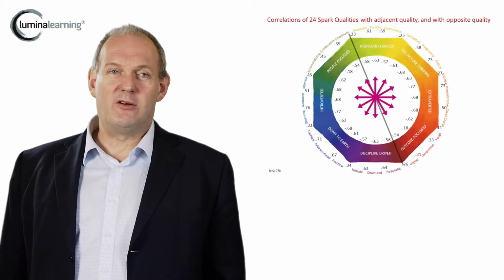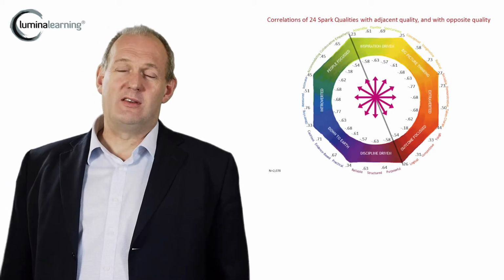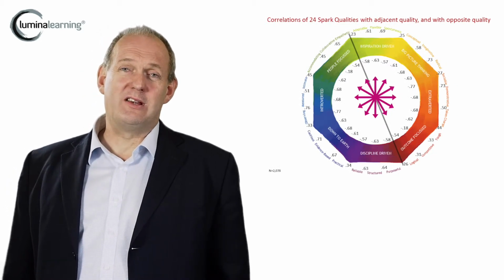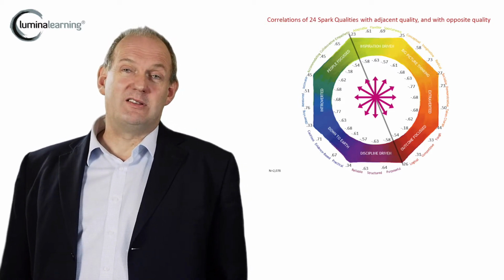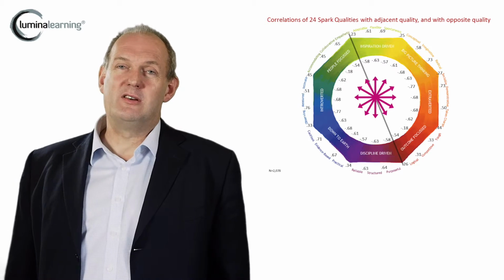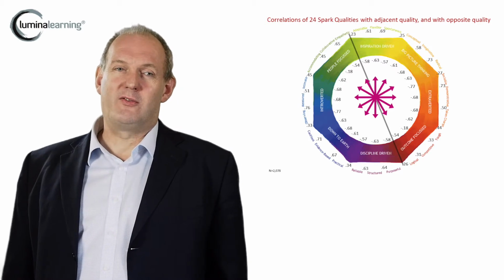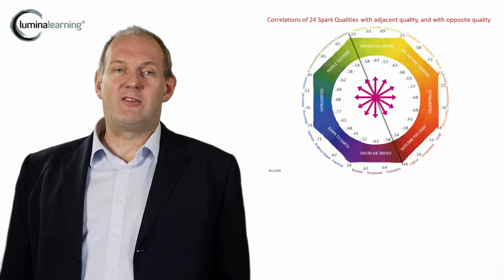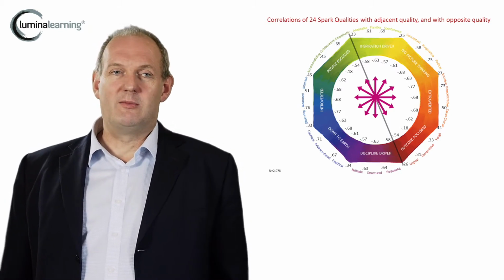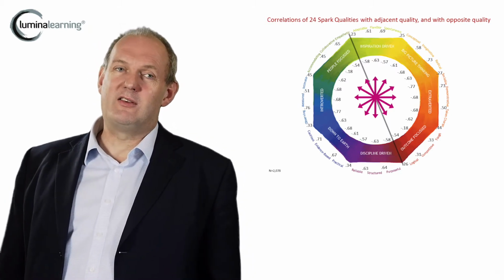We can test this a little further and actually measure the correlation between each of the 24 qualities. This enables us to also look at the correlations between the opposite. So there are 12 pairs making 24, and we can look at the negative correlation between the 12. So for example, adaptable correlates 0.61 with flexible, and flexible 0.69 with spontaneous, and so on.